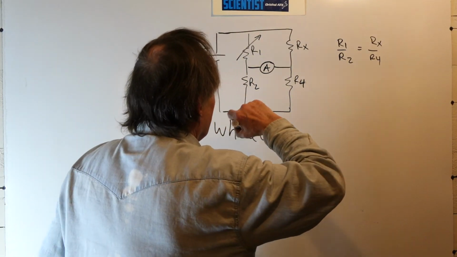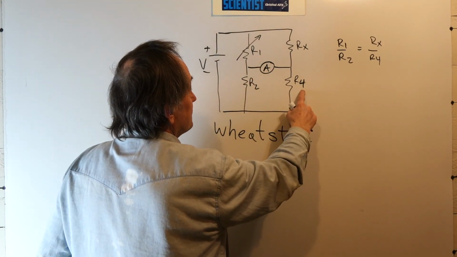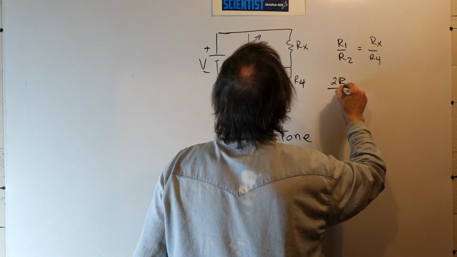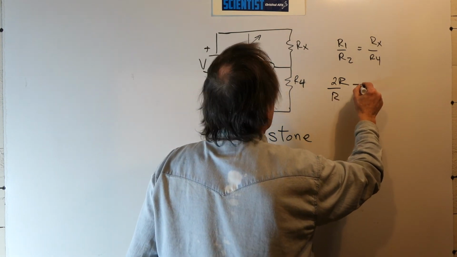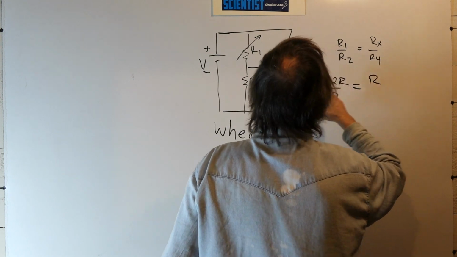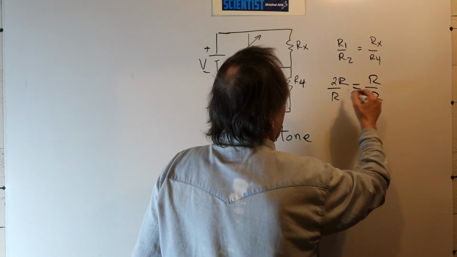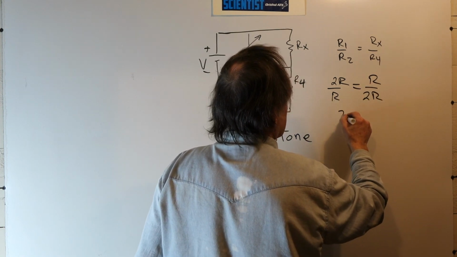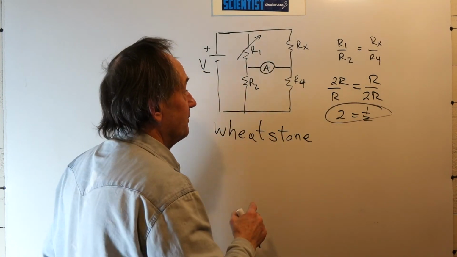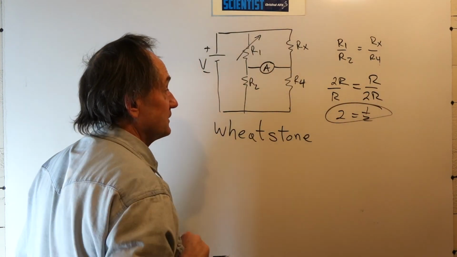In our other network, our R1 was 2R, our R2 was R, this was 2R, this was R. So if we put the values in, R1 was 2R, R2 was R, the resistor up here was R, and the resistor down here was 2R. So canceling out the R's, we see that this is 2 equals 1/2. So it's way out of balance, nowhere near being in balance. We have to have these ratios be equal in order for this to be a balanced Wheatstone bridge.